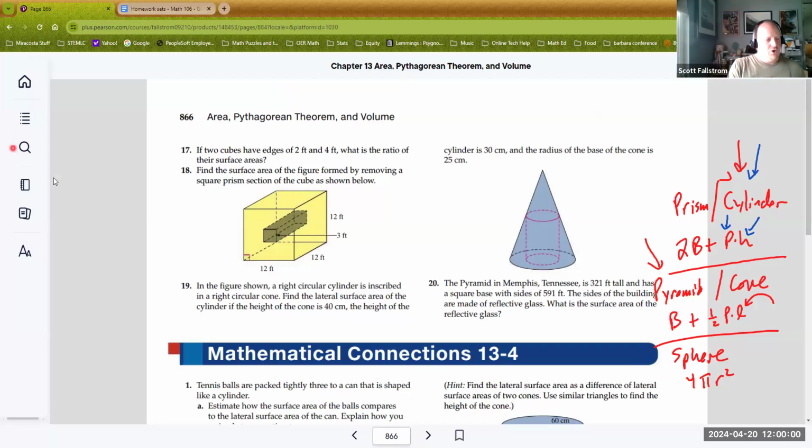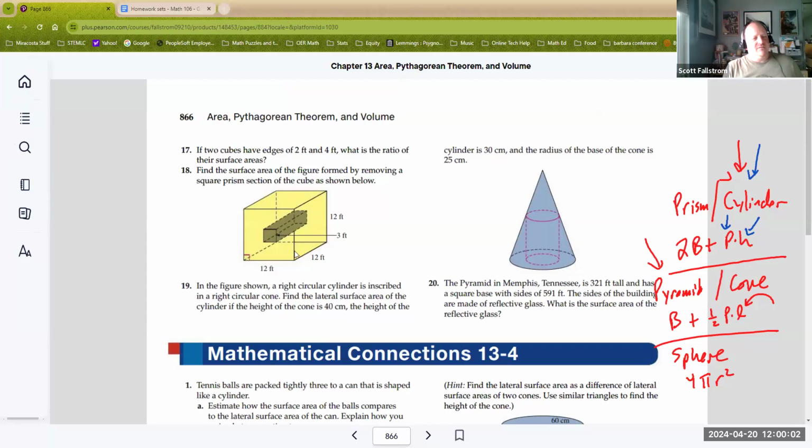Put in what you know, just like in all of the problems that we have. So the height of the cone, which is here, is 40. The height of the cylinder is 30 centimeters. And the radius of the base of the cone is 25 centimeters.